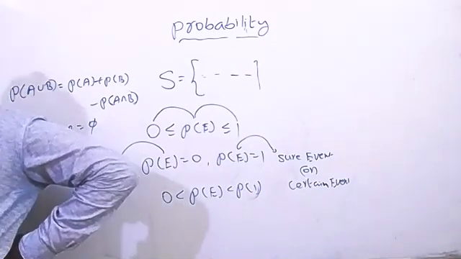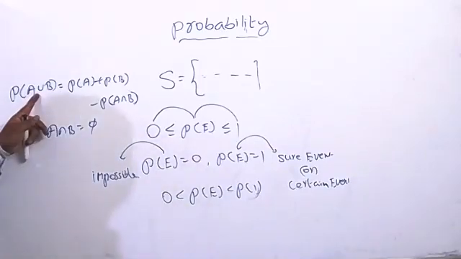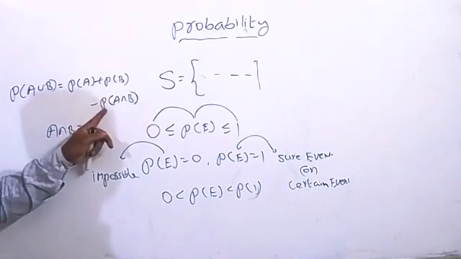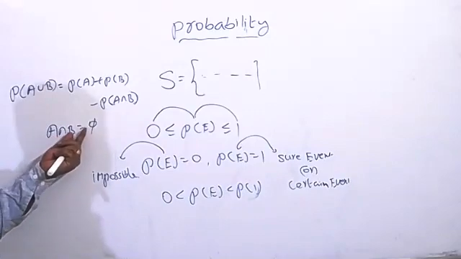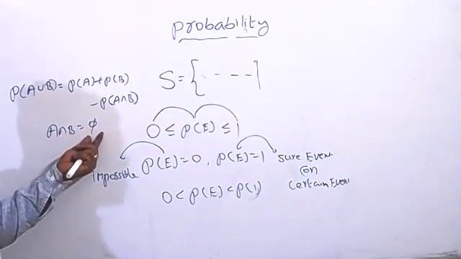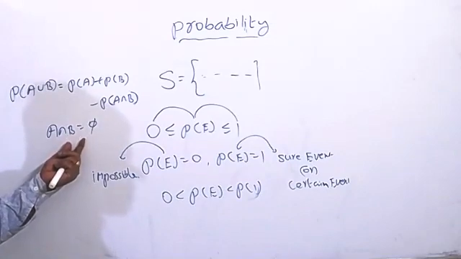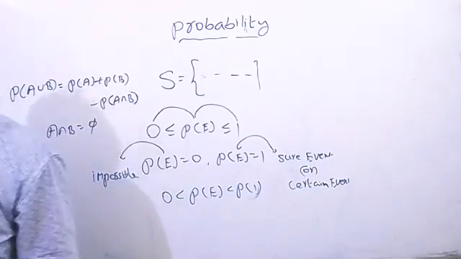That's why I'm taking it here now. If we take the axiomatic approach, the probability of A union B equals P of A plus P of B minus P of A intersection B. Here I told you that A intersection B equal to phi means it will be empty. It's like disjoint sets. Disjoint. Then what is the meaning of exclusive?